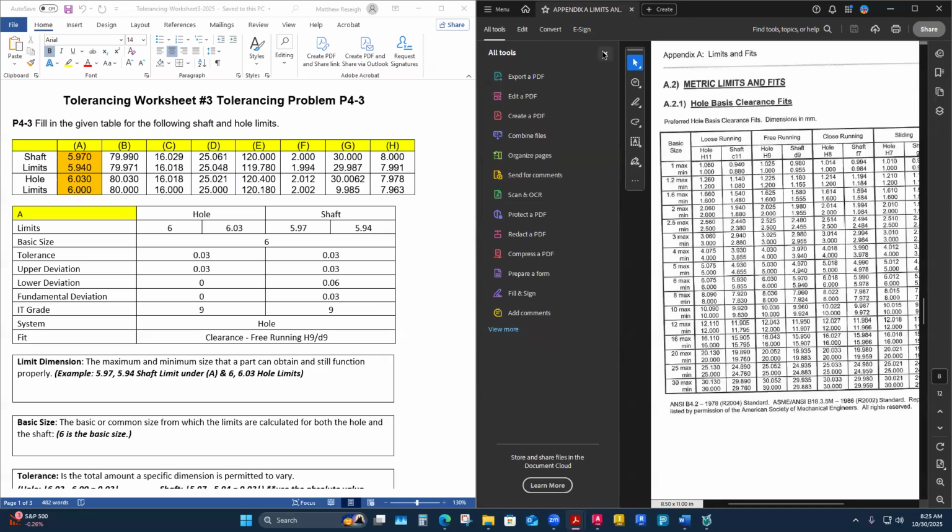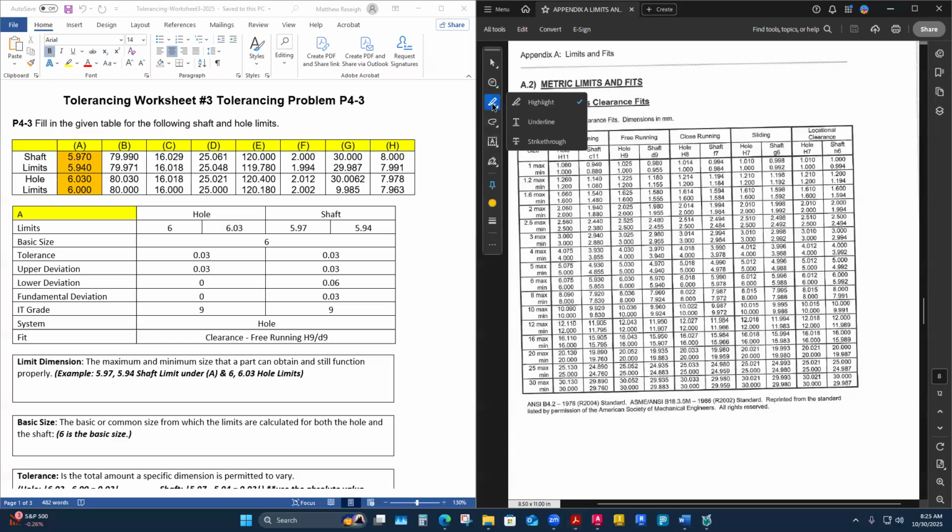I want to pull out my highlighter for a second. Great, highlighter. So what I'm doing is coming across here, looking for a hole size that's 6 to 6.03. It's not that. That's not my dimensions. Hey, there's a 6 to 6.03. Yeah, this is it. This has my dimensions for sure for my hole. I'm just going to check the shaft column and see if it matches my actual shaft here: 5.97 to 5.94. So I've got 6.03, 5.97, 5.94.